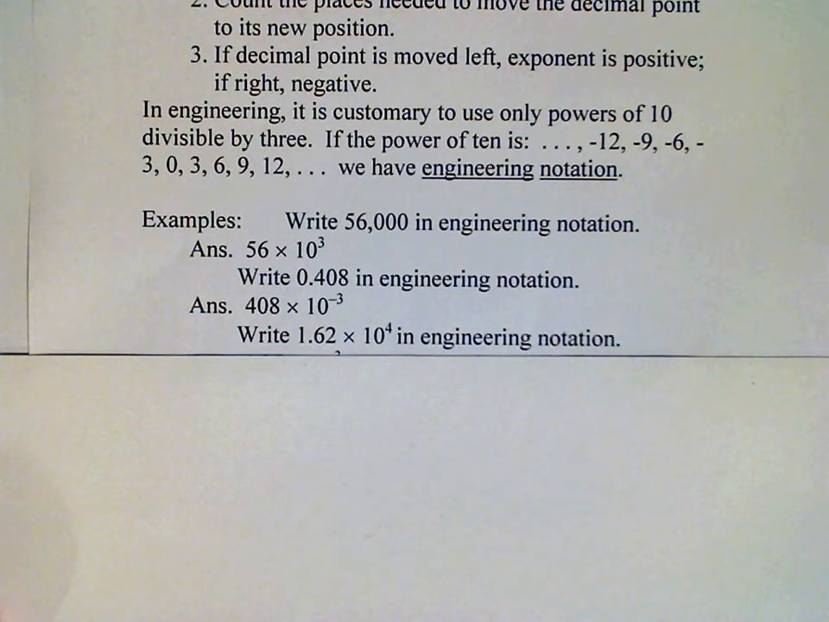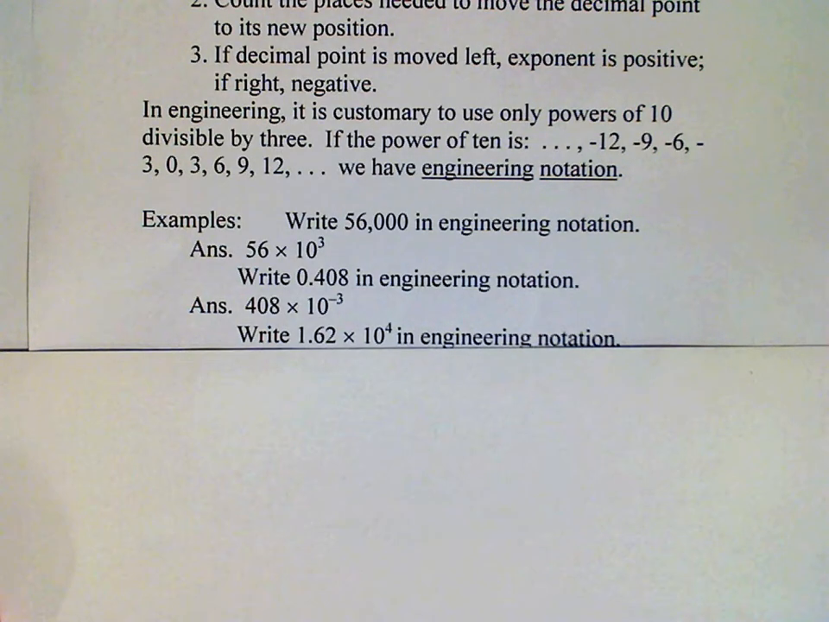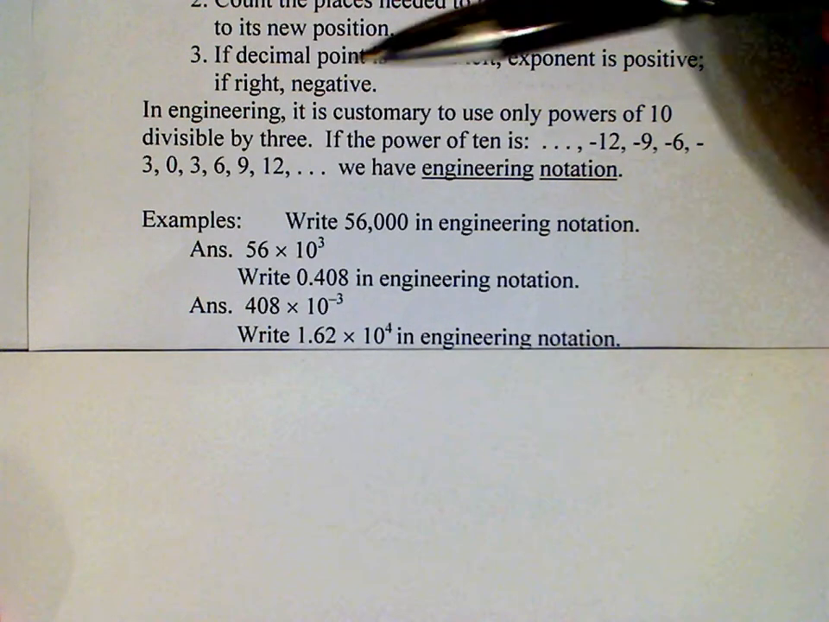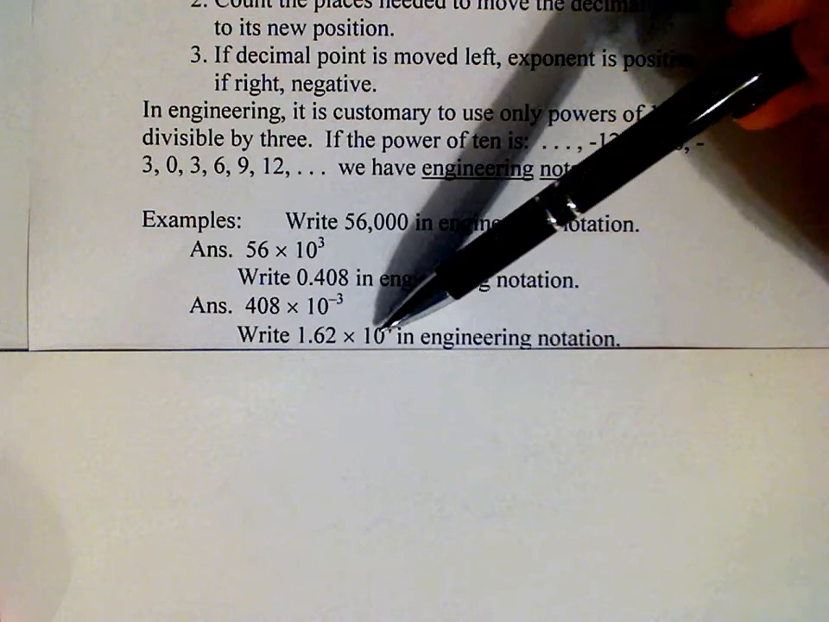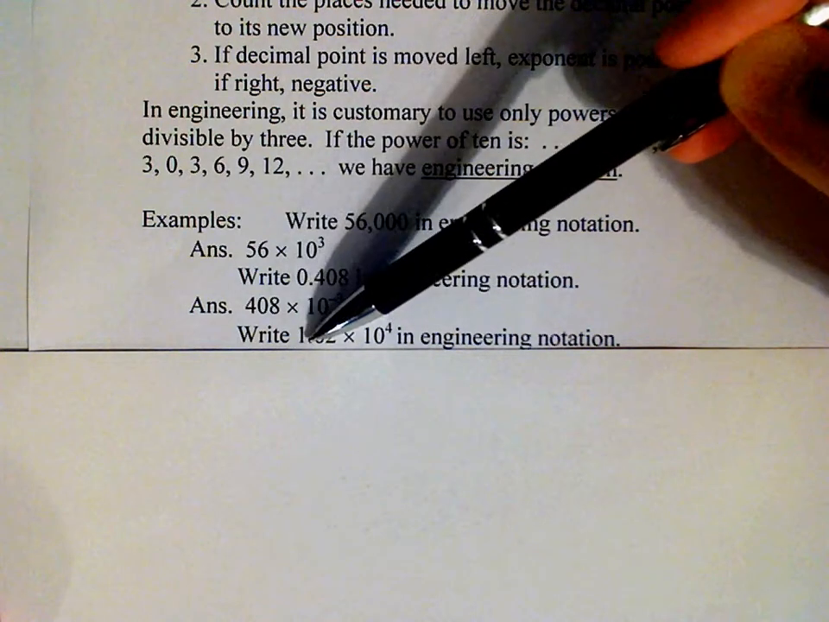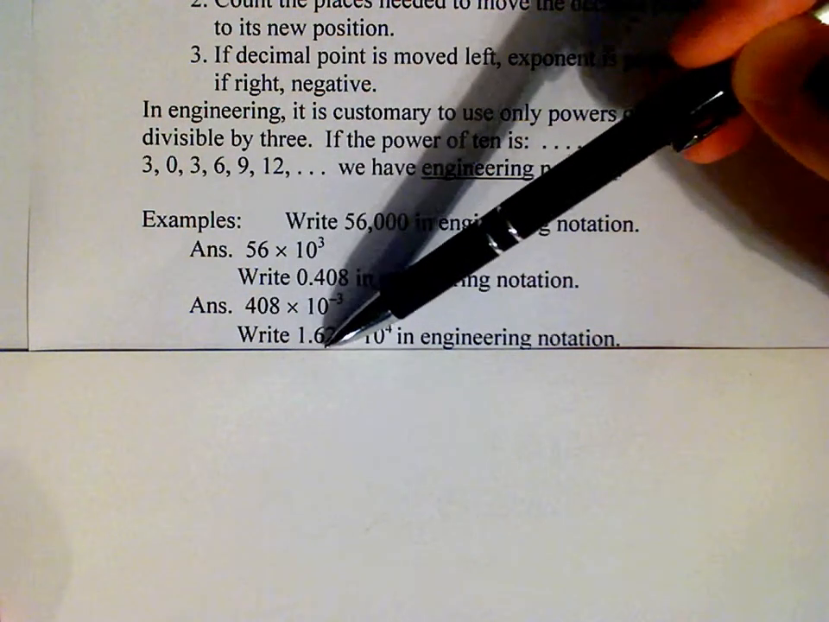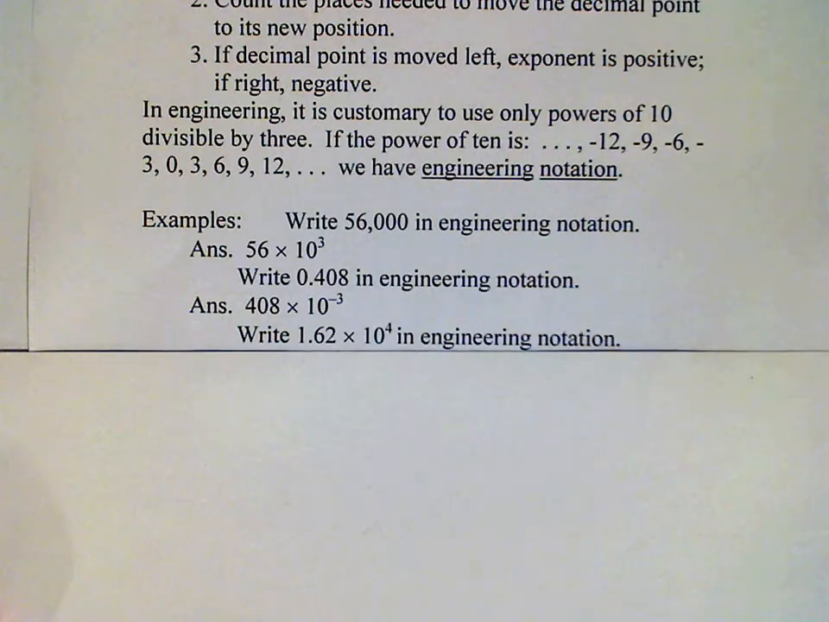Okay, this one's a little harder. We have 1.62 times 10 to the fourth in engineering notation. Now 10 to the fourth is 10,000. So if we want to have a scale factor of 10 to the third, that means we need to move the decimal point 1 place to the right, and we get 16.2 times 10 to the third.